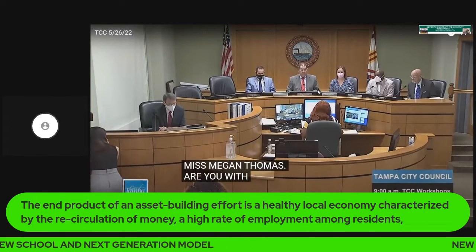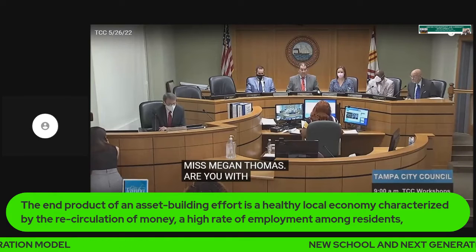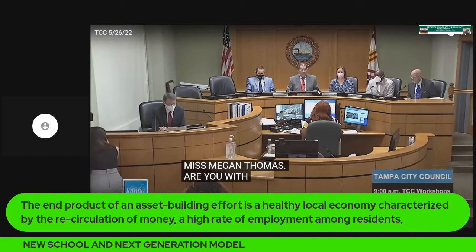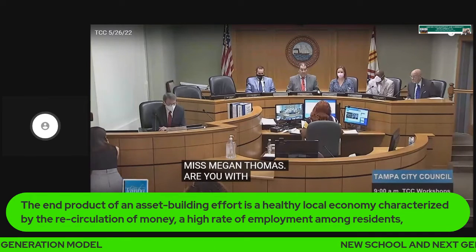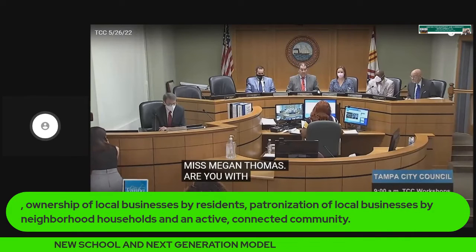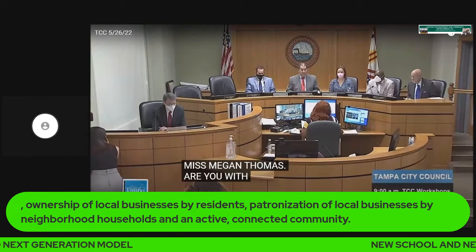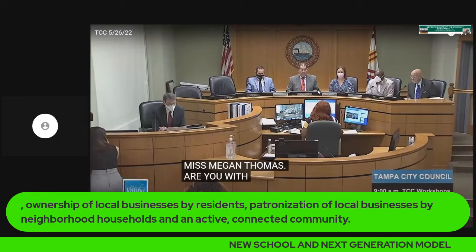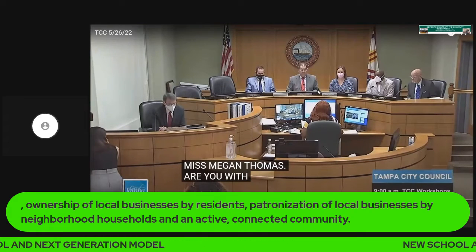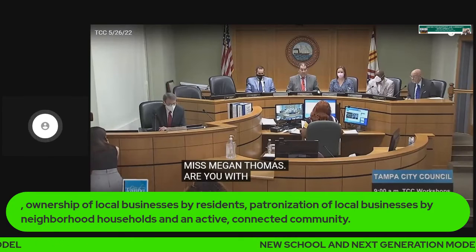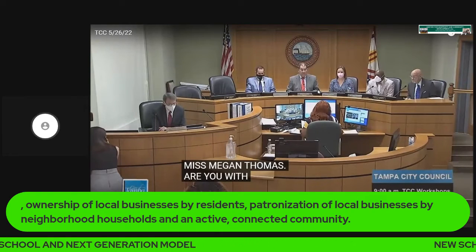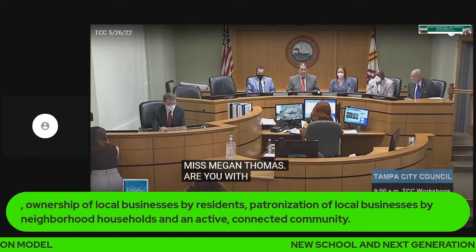The outcome of an asset mapping effort is a healthy local economy characterized by the recirculation of money, a high rate of employment among residents, as well as ownership of businesses. That's why our Business Development Center was created, in order to focus on the increase in resident owned businesses. Again, it looks inside and it builds capacity inside, instead of looking outside in terms of business coming in. It looks inside at the capacity of the community and it builds from within. That's a key component to the strategy.